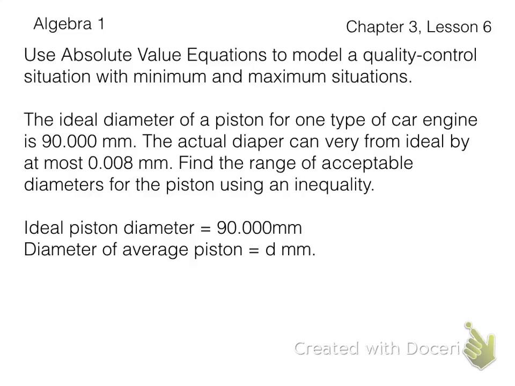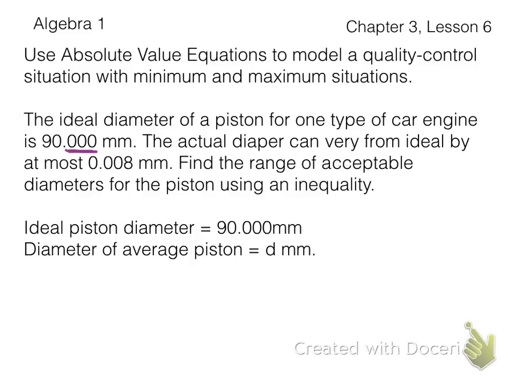So the ideal diameter for a piston for one type of car engine is 90.000 millimeters. And this is what we call a precision amount. It has to be exact to that amount of zeros. It can't be 90.1 and still be considered ideal. It has to be measured up to thousandths, up to 1,000th of a millimeter. Okay, so it's a very precise measurement. All right, the actual diameter can vary from ideal by at most 0.008, so up to 8,000ths of a millimeter, which is very, very specific.